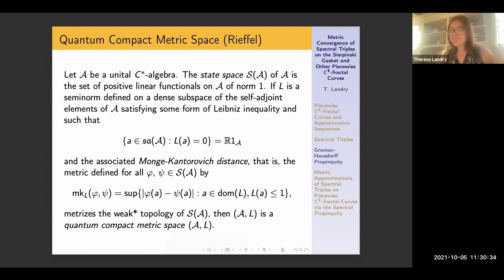So how does non-commutative geometry move beyond the classical setting? Well, we allow ourselves to consider C-star algebras beyond C of X, and we also consider semi-norms beyond the Lipschitz semi-norm, so long as we have all these conditions present.